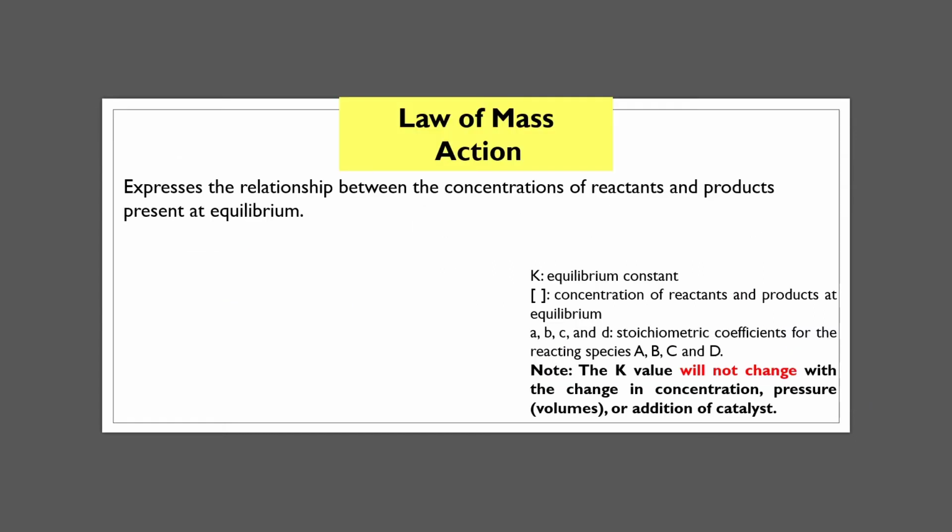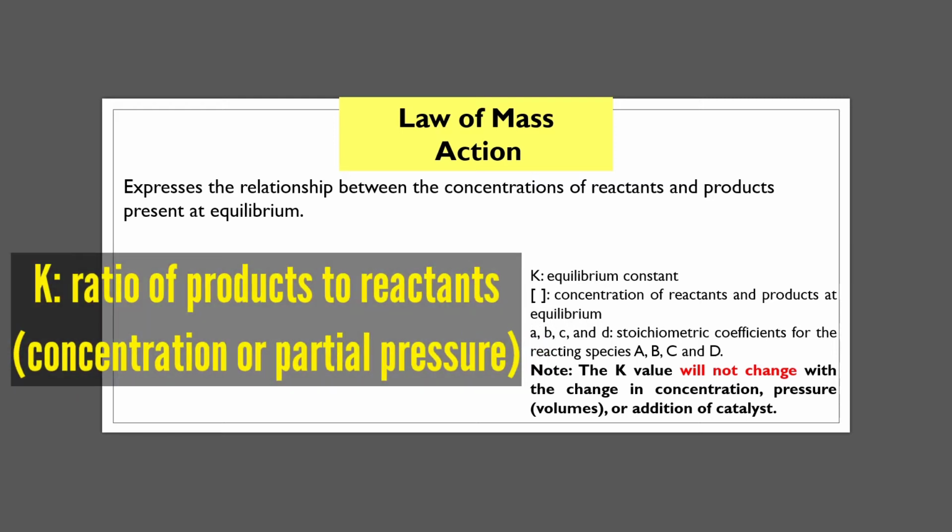What is law of mass action? Law of mass action expresses the relationship between reactants and products at equilibrium in terms of concentration or partial pressure. So what's the relationship between reactants and product at equilibrium? When an equilibrium is reached, a constant K can be expressed as the ratio of product to reactant in terms of concentration or partial pressure.